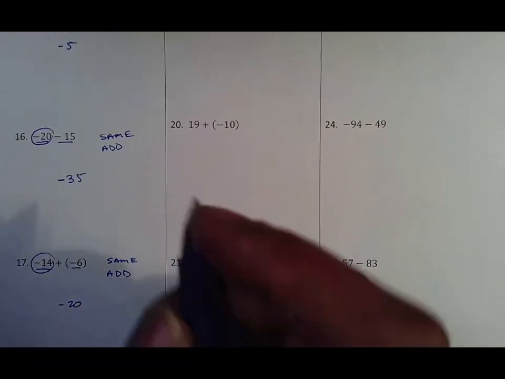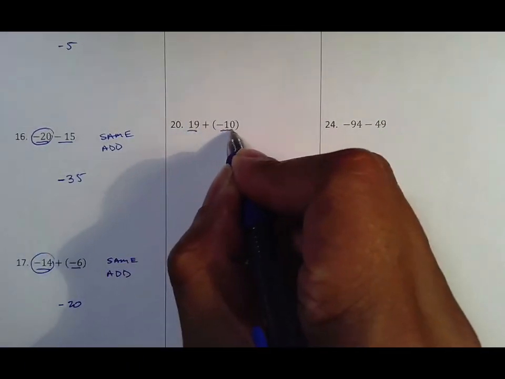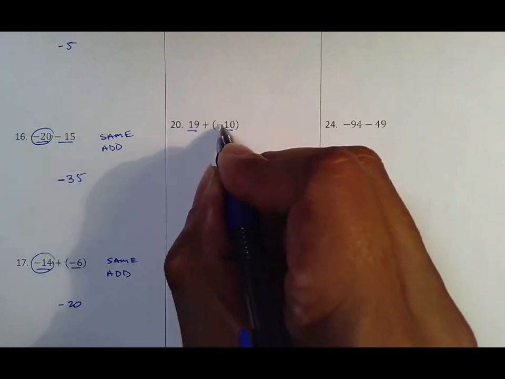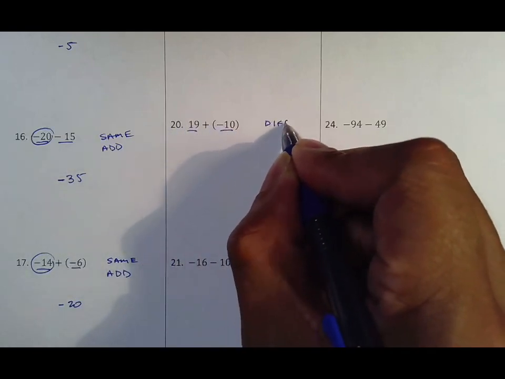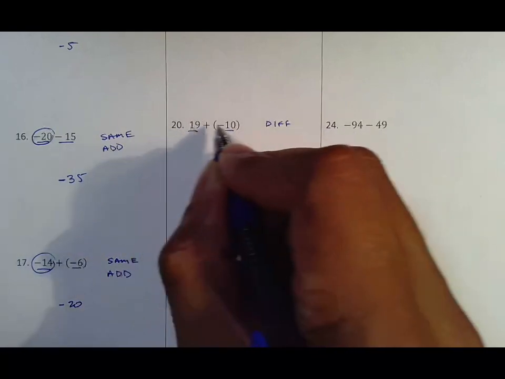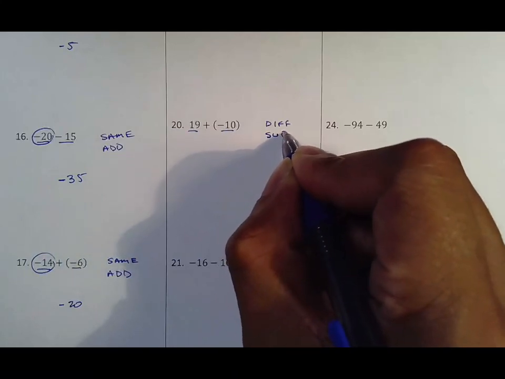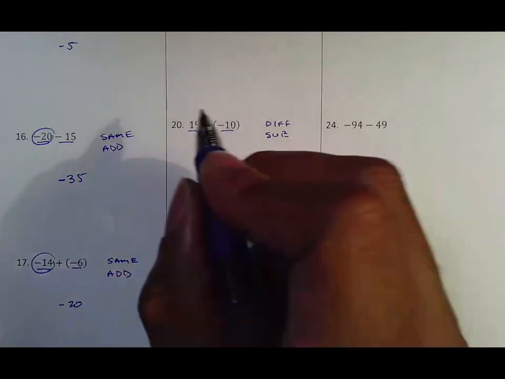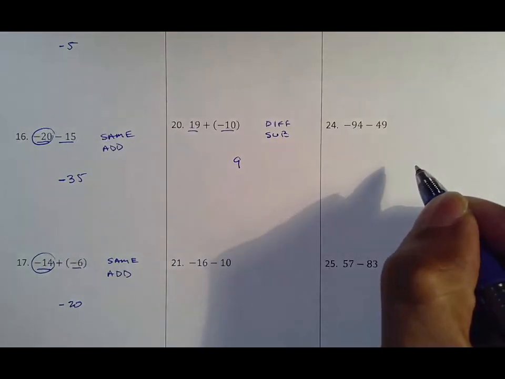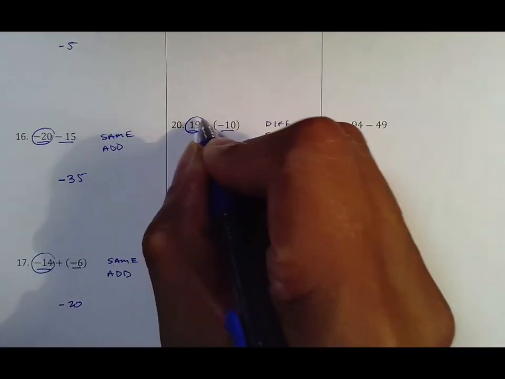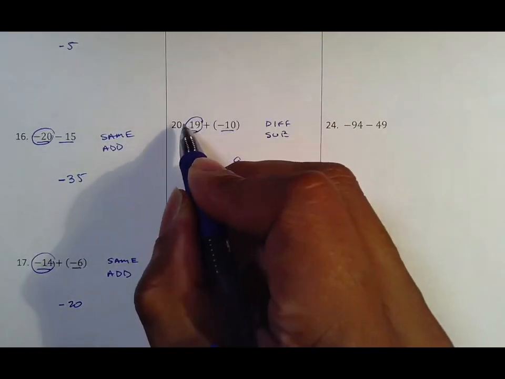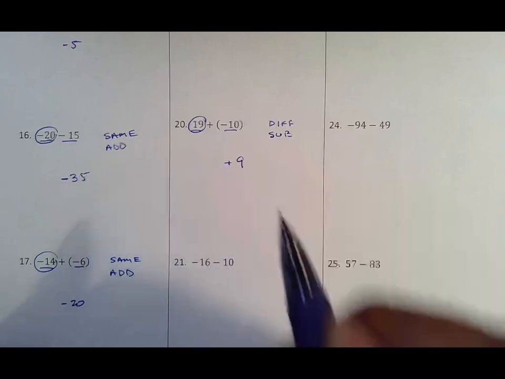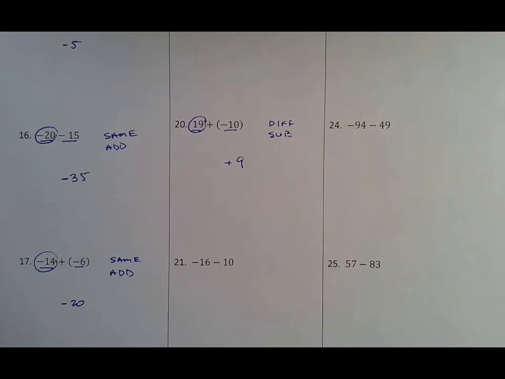Number 20, positive 19, negative 10. Positive, negative, different. Because they're different, I'm going to have zero pairs, which means I will cancel or subtract. Once I know that, 19 minus 10 is 9. I then go to the bigger number visually. Again, you don't need to circle it, but visually I look at 19, see it's positive, and write positive 9, or just know it's going to be positive.